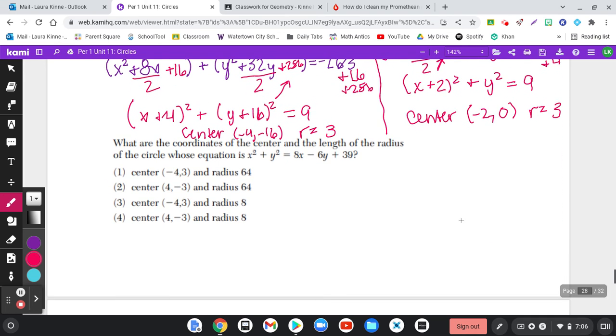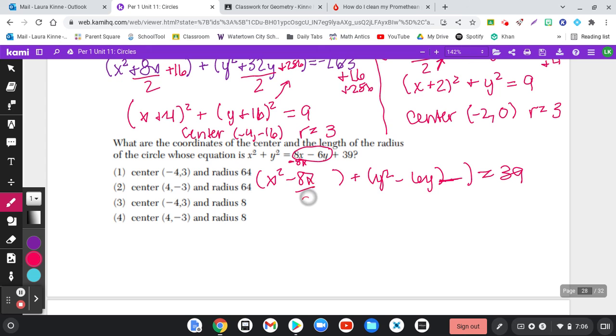All right, last question. What are the coordinates of the center and the length of the radius? This is what it would look like on the Regents. Again, let's move these to the other side. So we're going to have x squared. It's going to be a minus 8x in a space. And then you have y squared minus 6y. Oops. And then a space. And the 39 is already over there.